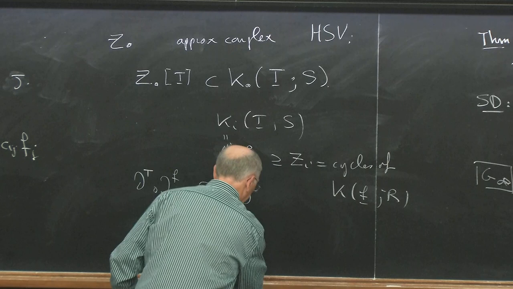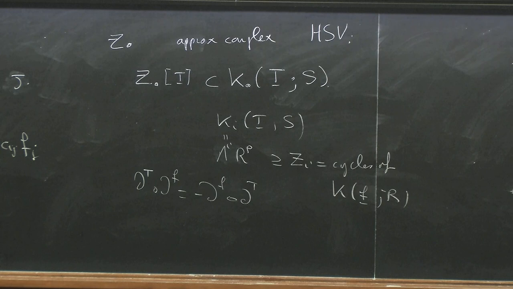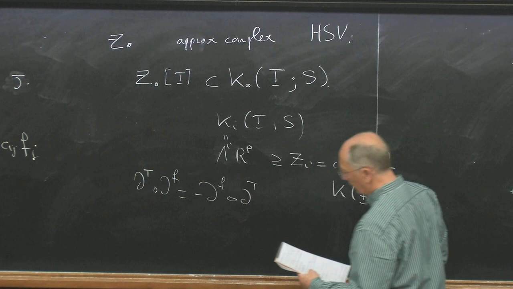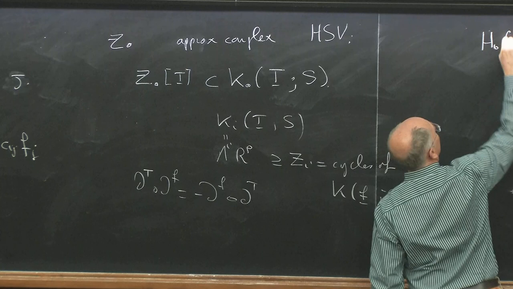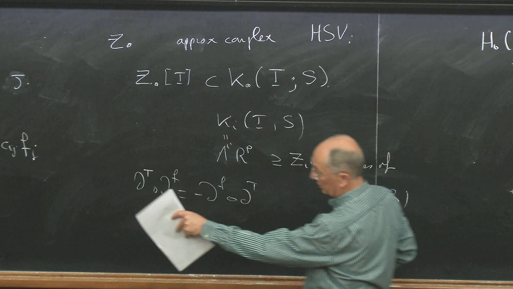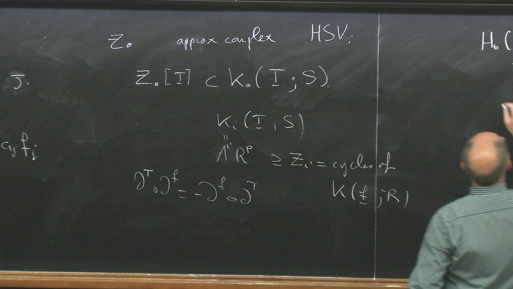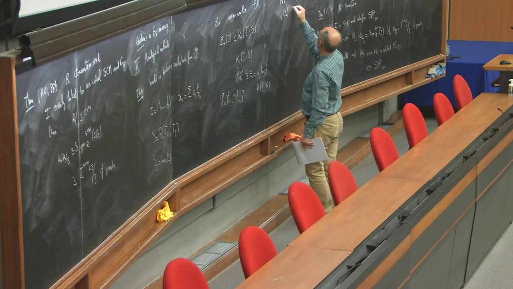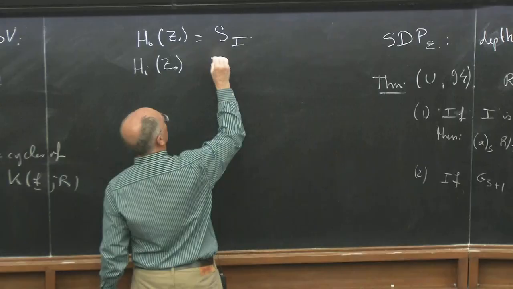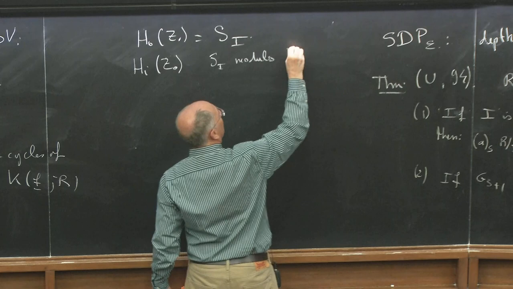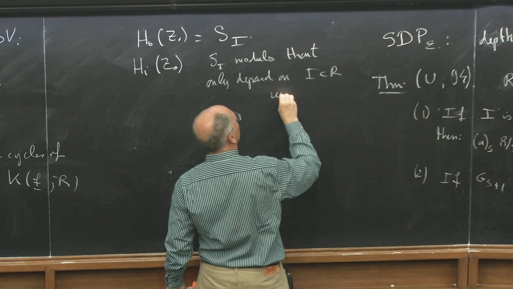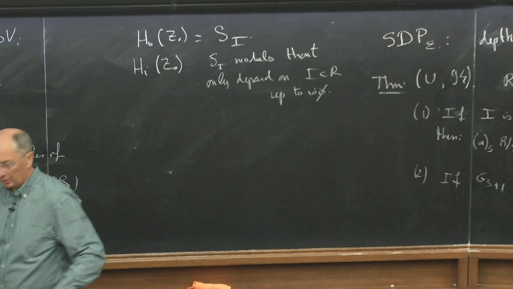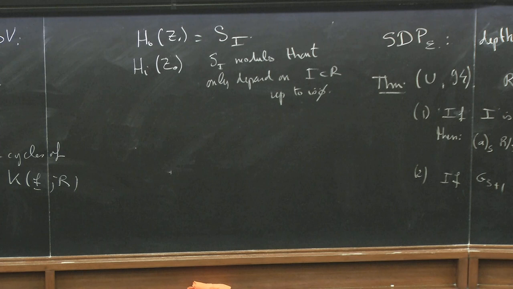Now, by the very definition of this, I should put a grading here, but anyway, it doesn't really matter. You have that by the very definition, H0 of Z dot is just the symmetric algebra with this presentation as a quotient of that. Okay, and also the fact that is very important is that when you look at the homology of these things, these are S-modules that only depend on I inside R up to isomorphism. Of course, you can choose many generators, but this homology does not depend on the choice of generators, although the complex depends a lot, okay?